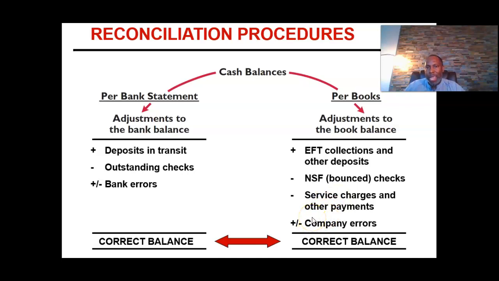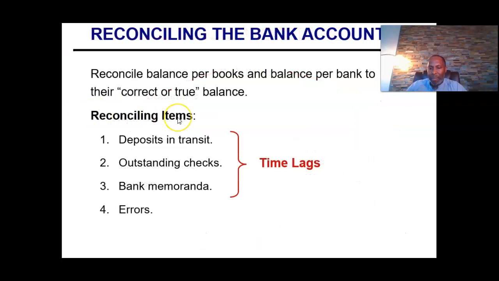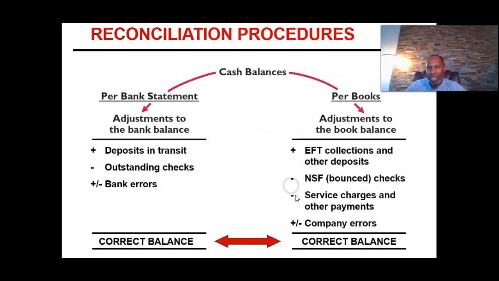And then if we made a recording error by the company, we recorded an incorrect dollar amount into our cash ledger account, we will make the required adjustment so that once you're done, the correct balance will be the same. So the purpose of reconciling at the end of the accounting period is that you will know the true cash balance.